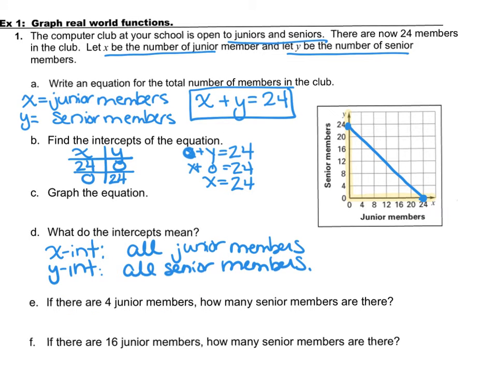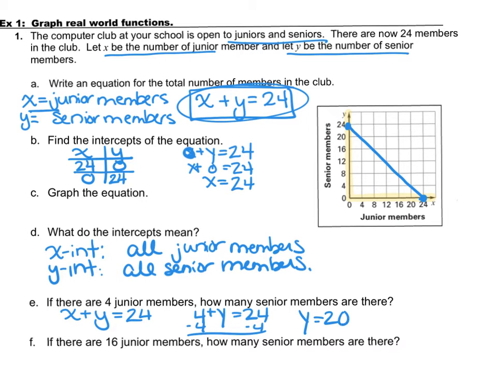So if there are 4 junior members, how many senior members are there? Well, we can find this in one of two ways. I could take my x plus y is equal to 24, this equation that we had written earlier. And remember our x represents our junior members, so I'd have 4 plus y is equal to 24. I'd subtract my 4, and y is equal to 20. All right, so I'd have 20 senior members.